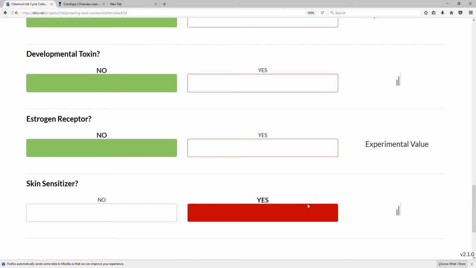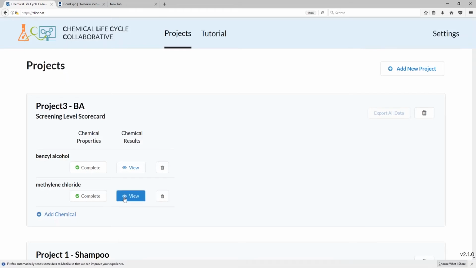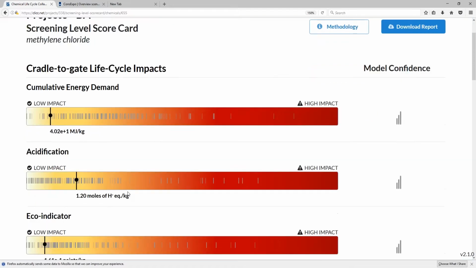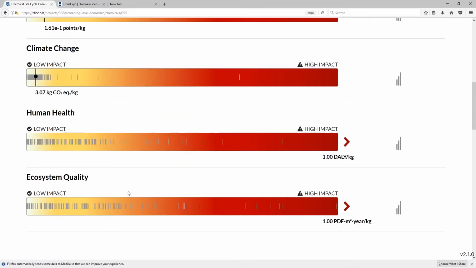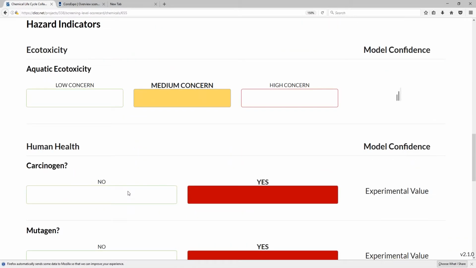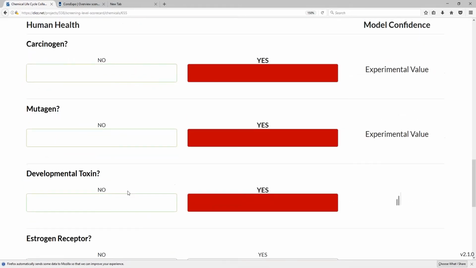And if we compare that with methylene chloride, if we go back, for life cycle environmental impacts, I would say that these are not very different. They are relatively low, and human health and ecosystem health impact is similarly on the outer bound, the higher end. If you go down there, however, there is a quite significant difference in hazard indicators. Aquatic ecotoxicity is a medium concern, and it is a known carcinogen, known mutagen, and development toxin.